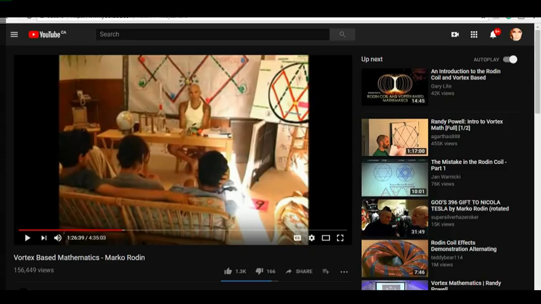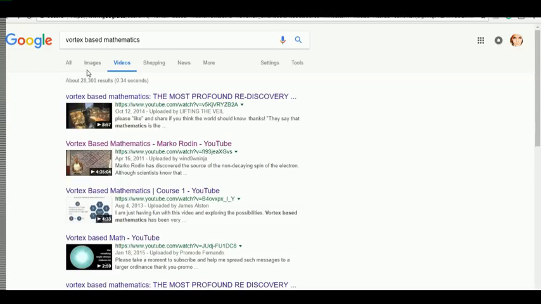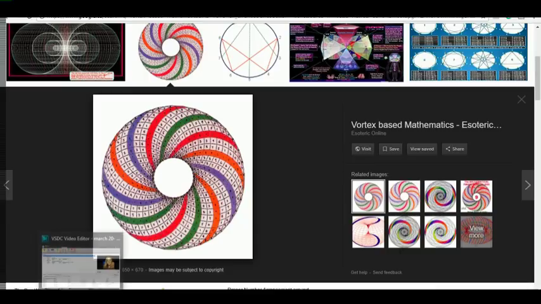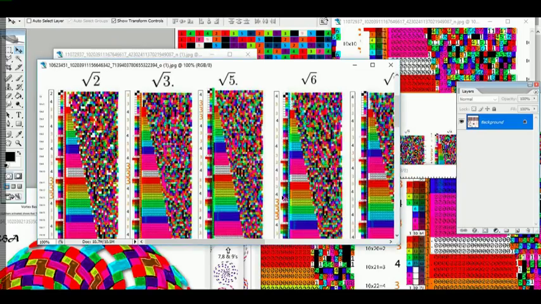So his equation, when you put it all into perspective, it's actually a donut. Let's see if we can find some pictures here, images of it. So in this picture, you can see how Marco has assigned different colors to number sequences. So what I did was assigned colors to numbers.